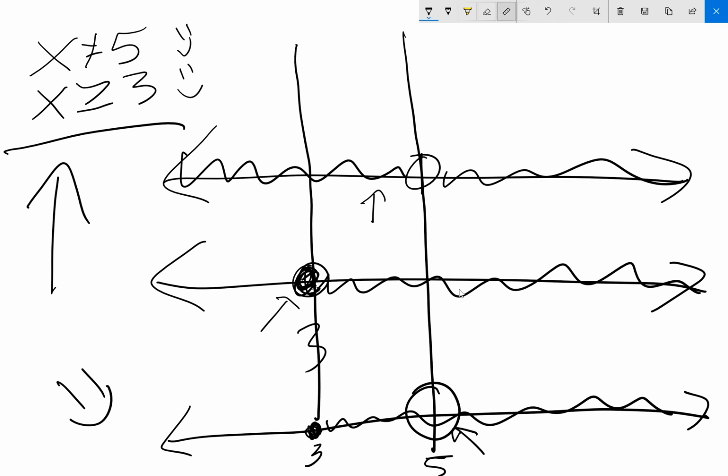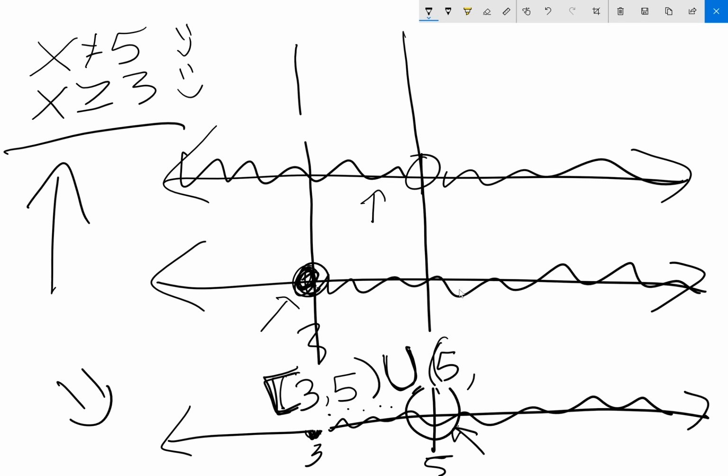So, let's do this. We are starting at 3. It is included, so we're going to use those brackets. And we're going to go all the way over to 5. But we're not going to include 5. We're not done yet, so we're going to unite this with starting at 5, but not including it, all the way to positive infinity. Okay? Makes sense? Cool.